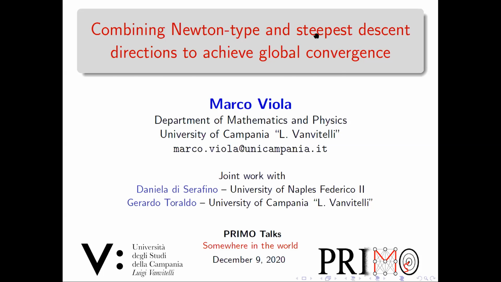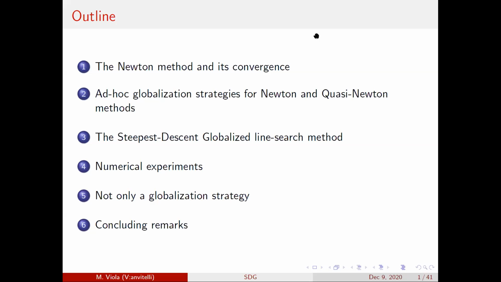And this is the outline of the talk. I will start talking about the Newton method, just give you a short introduction, which is not needed actually in this community, but I will do it as well. And then I will show you some ad hoc globalization strategies for Newton and quasi-Newton methods, and introduce you our method, which is called the steepest descent globalized line search method. And I will show you with some numerical experiments that it's an effective globalization strategy, but also something more, and you will see why. And then for sure, there will be some concluding remarks.